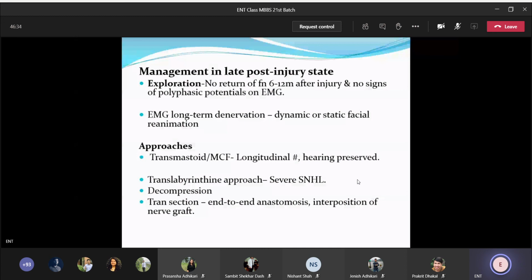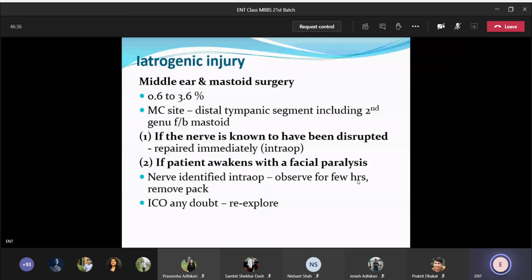The other cause is the iatrogenic injury. During the middle ear surgery or the mastoid surgery, there is a chance of facial nerve injury, and the most common site is the distal tympanic segment, including the second genu, followed by the mastoid segment.